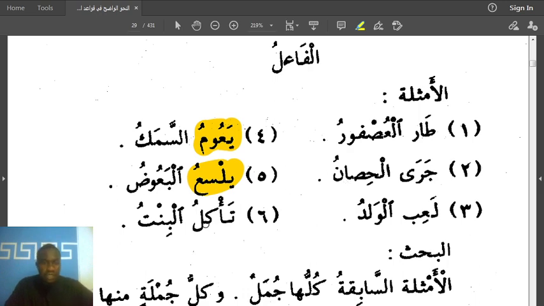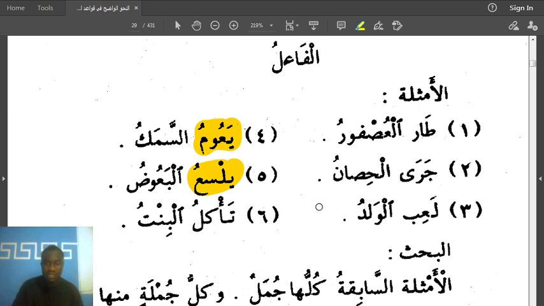Ta'akulu al-bintu. The girl is eating. I hope all the examples are clear. Tara al-usfuru, the bird flew. Jara al-hisanu, the horse ran. La'iba al-waladu, the boy played. Ya'umu as-samaku, the fish is floating. Yalsa'u al-ba'udu, the mosquito is biting or stinging. Ta'akulu al-bintu, the girl is eating.